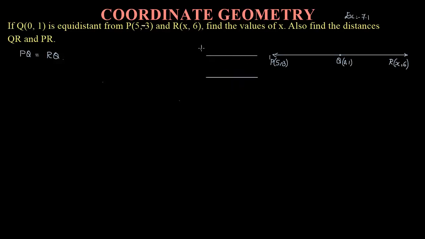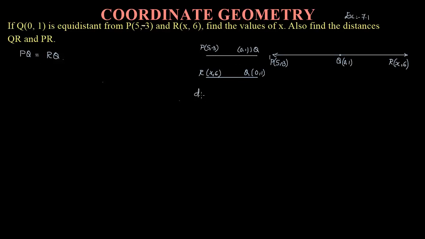So P and Q, what are the coordinates for P? 5, -3, and Q is having the coordinate 0, 1. Then we have Q and R, or R and Q. So if it is R here, then it is x, 6. And what about here? It is Q, so it is nothing but 0, 1. These 2 distances are equal.